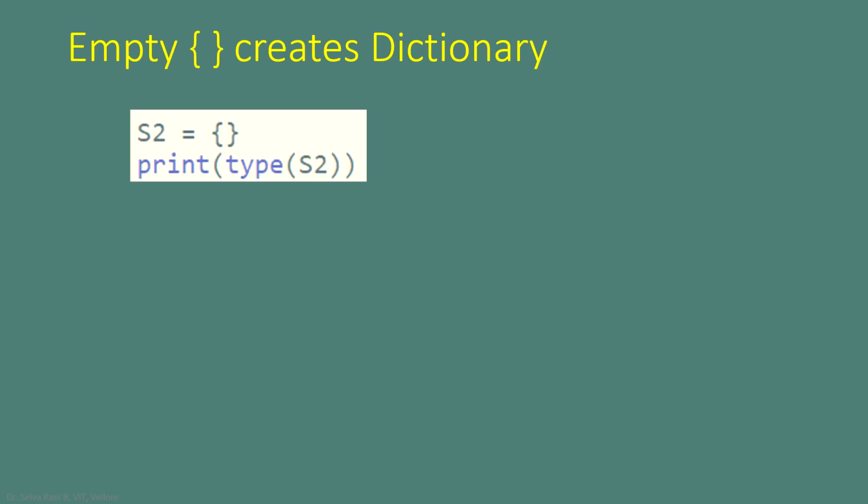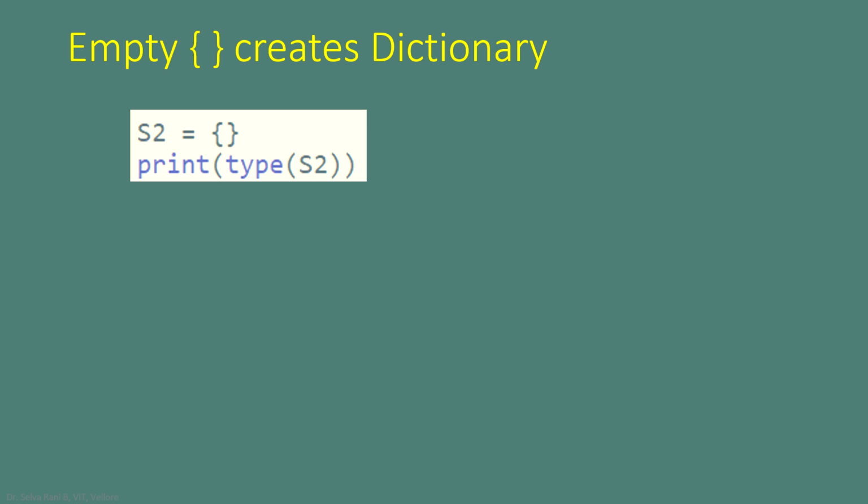An empty string can be created by means of using quotes. An empty list can be created with the help of a pair of square brackets. An empty tuple can be created with the help of a pair of parentheses. But if we use curly braces in order to create an empty set, it will not be done. Empty curly brackets in Python create a dictionary. Let's see how it is.